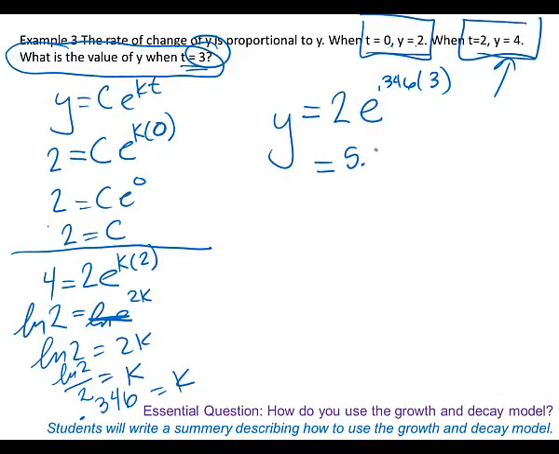5 point what? 47. Do we all agree with that? Yes. Okay, I'm wondering if I had a bigger... Oh, I know what happened. We rounded, didn't we? What was after the 346? Was there any more to it? Yeah, we went too early.